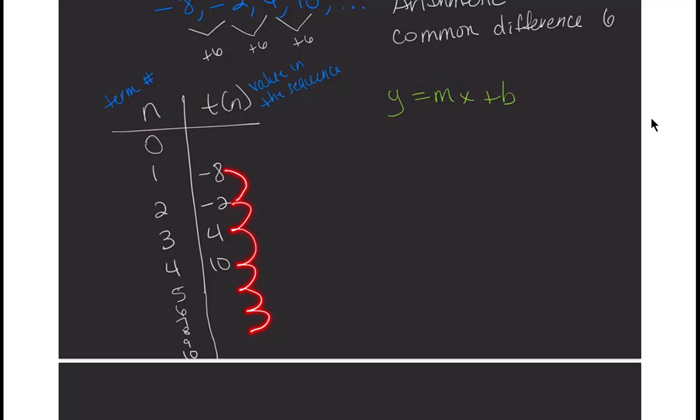So if we wanted to go the other way, we would do just the opposite, and we would actually subtract 6. So -8 minus 6, and I'm just going to write it on here. So to get this term, it would be -8 minus 6, which is going to give us -14.